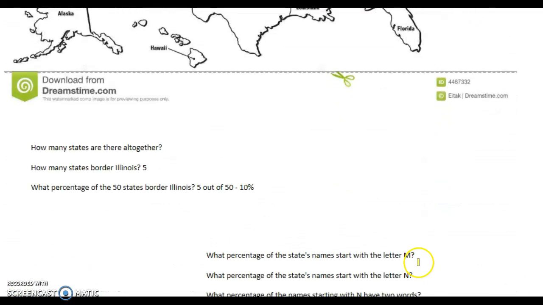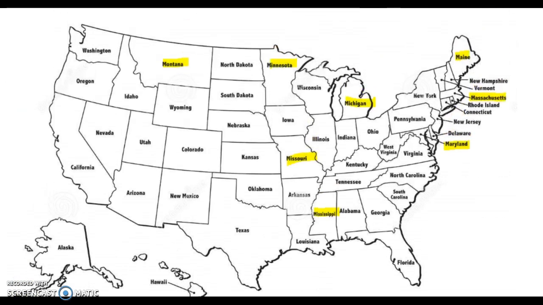Okay, so there's 8 out of 50. Okay, so if we were to make that come up to 100, 50 plus 50 would be 100, which means 8 plus 8 would be 16. So it'd be 16 out of 100, or 16% for the percentage of states whose names start with the letter M. Cool. All right, let's do the same thing now with N. So what percentage of the states' names start with N?